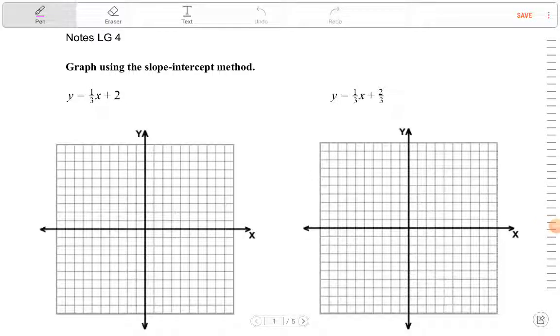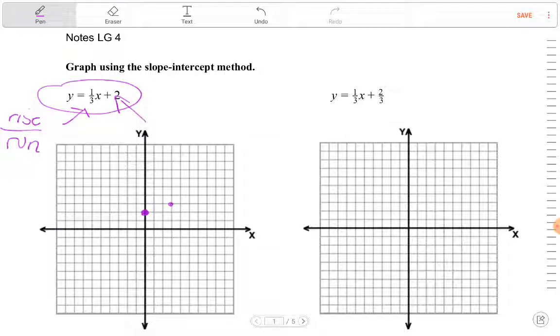Okay, here we have our notes for LG4. We already learned how to graph an equation in slope-intercept form. The number in the back is representing your y-intercept, which at this point is at 2. So I'm going to put a point right here at 2. And from then on, I can count my slope, which is the rise over run, from that point on. So I'm going to go 1 up and 1, 2, 3 over.